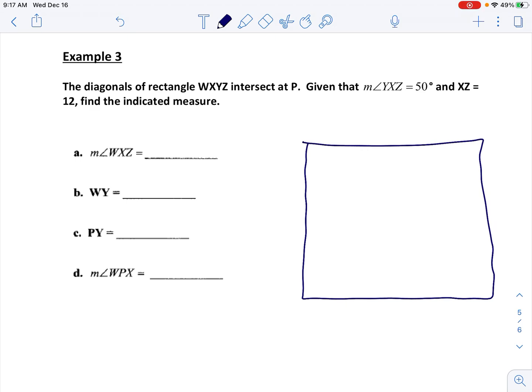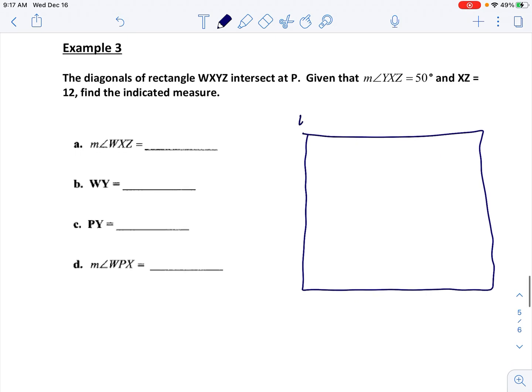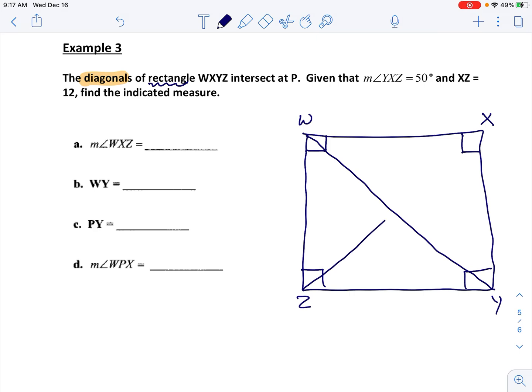So I have a rectangle. It's named WXYZ, so we go clockwise: W, X, Y, and Z. And what they told us is it's a rectangle. So I'm going to put these four congruent right angles. And then they talk about the diagonals here, so we should probably put in some diagonals as well. There we go. It's not the prettiest, but it'll work. Now, it is a rectangle, so I know that these diagonals will be congruent also.